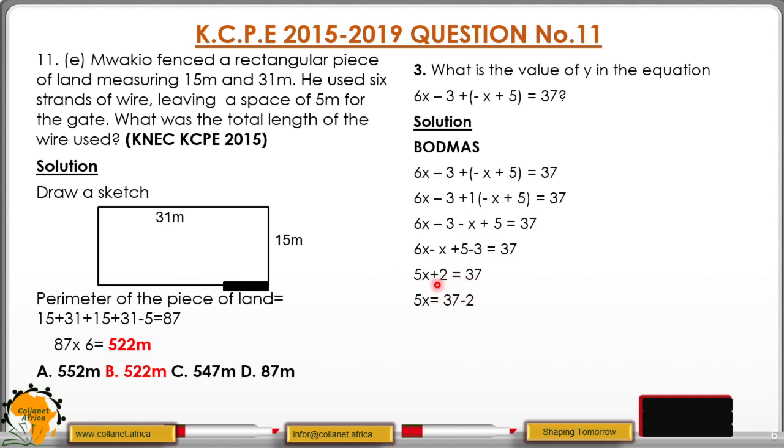Then you take 2 to the other side of the equal sign, and so the sign changes to negative. So this will be 5x is equal to 35. So x will be 7 after dividing both sides by 5. So the solution is B. So it is good to note this when you have such a situation, and what we have in the previous example.